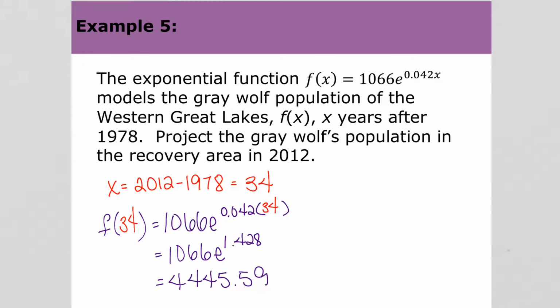4,445.59. Now you can't have 0.59 of a wolf. So what we usually do when you're talking about animals or people, we round down. So that would be 4,445 wolves. Now some math programs will round up, and hopefully it will tell you that in the problem. But typically, because you can't have part of a wolf, it wouldn't really make sense to round up. It makes more sense to round down.